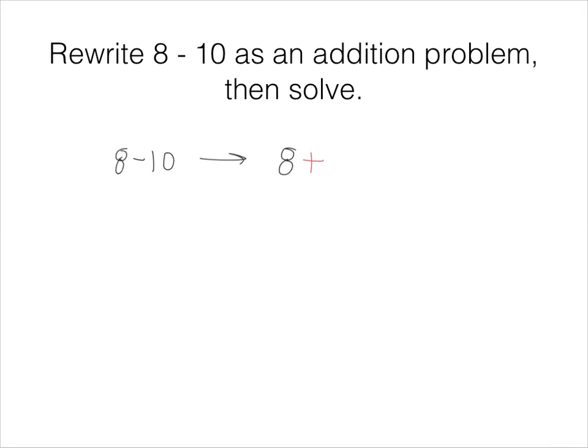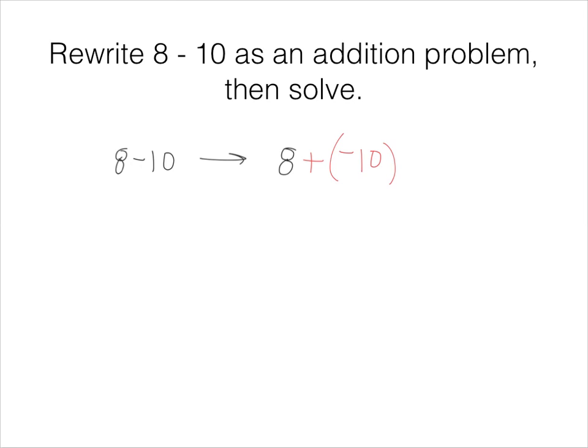And then what I want to find is the opposite of this number right here, 10. Well, the opposite of 10 is the same distance away from 0, just in the opposite direction. So it would be negative 10. And so I'm going to have negative 10 right here, and just put parentheses around it because it makes it a little bit more clear when it's next to an addition sign. So this would be changing it to an addition problem.